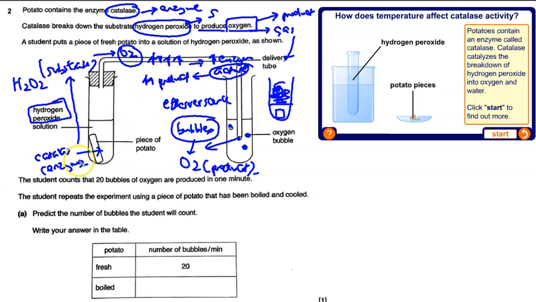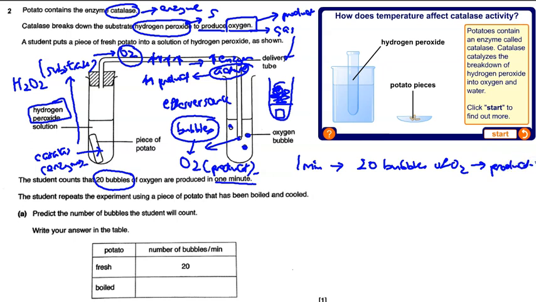Okay, so let's read the question. The student counts 20 bubbles in 1 minute. That means for 1 minute, it took the enzyme 1 minute to produce 20 bubbles of oxygen. Now remember, Miss Lee is going to repeat again. This oxygen is your product. So he was very happy. He recorded in this table below 20 bubbles of oxygen. Now you notice over here, I never write bubbles per minute because the unit is already in the heading. So in the body of the table, no need to write units because the unit is already on the heading of the table.